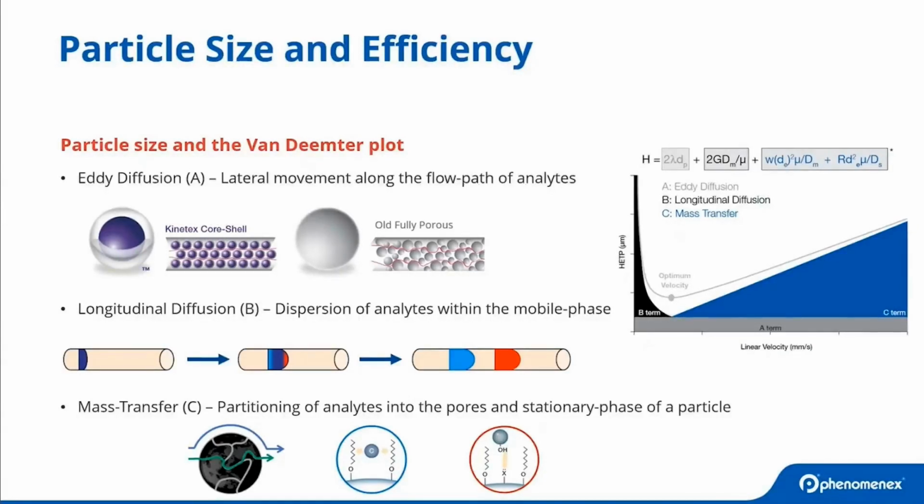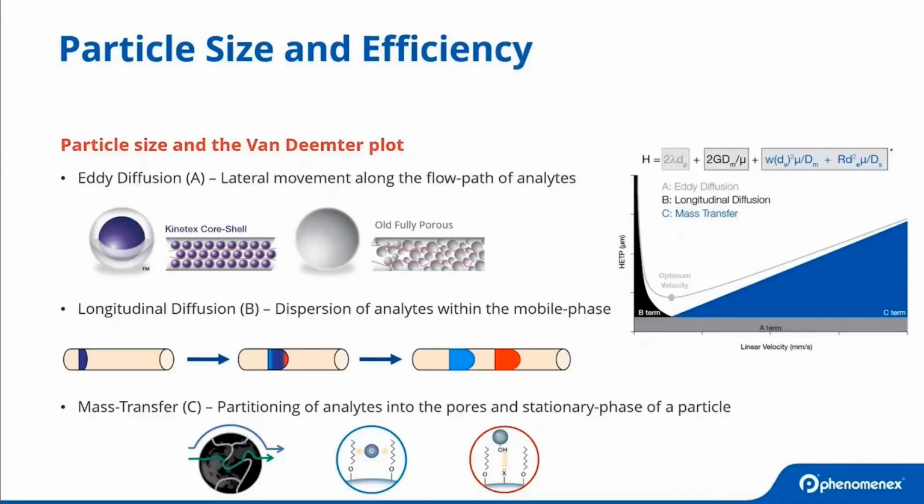Eddy diffusion is just the lateral movement of analyte molecules along the length of your column. This is dependent on the particle morphology, independent of column dimensions, and it's actually independent of flow rate. It's strictly dependent on particle morphology, primarily particle size, but also just the quality of the consistency of the particle size.